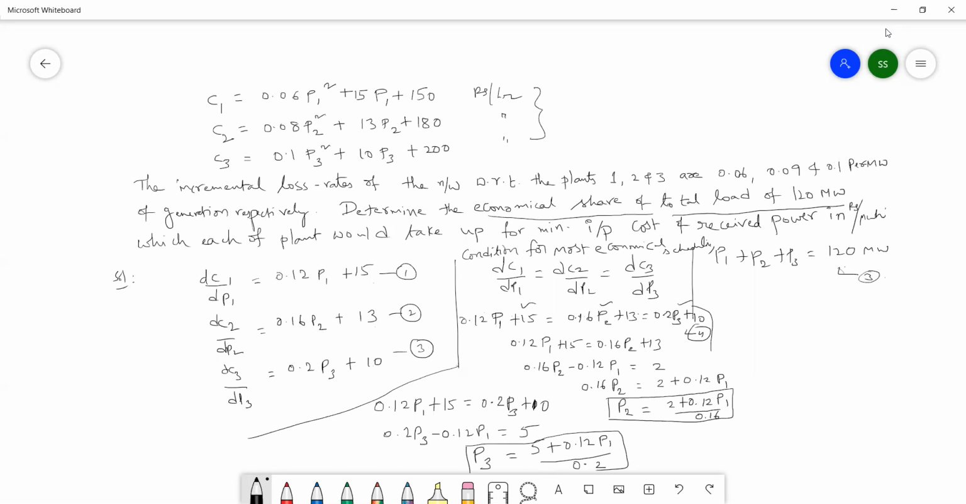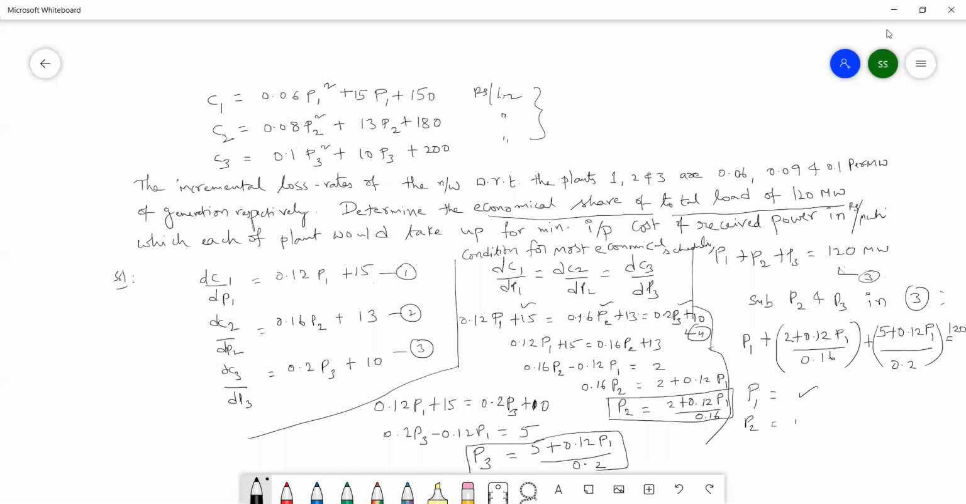Next, P1 plus P2 plus P3 equal to 120. Now substitute your P2 and P3 in this equation number 3. That is P1 plus (2 plus 0.12 P1) by 0.16 plus (5 plus 0.12 P1) by 0.2, that equals 120. Now the entire equation is in P1. Now calculate the value of P1. By using this P1, calculate the value of P2. By using this P1 again, calculate the value of P3.